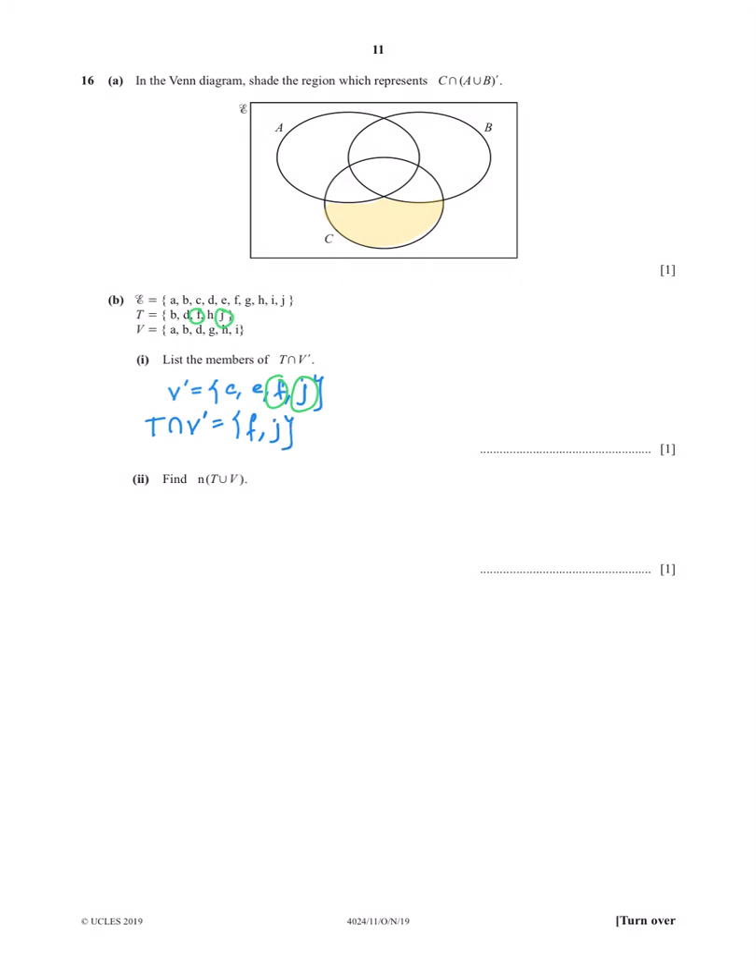For the next part, it says n of T union V. So first you need to find T union V. If you arrange T and V, it will be A, B, D, E, F, G, H, I, and J. So how many elements are there? It's 1, 2, 3, 4, 5, 6, 7, 8. So the answer is 8.